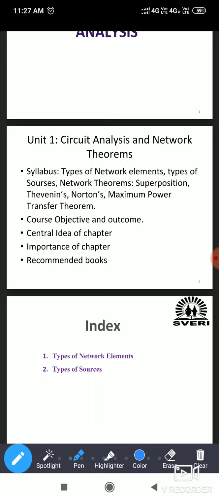Out of 4 theorems, they will ask a minimum of 2 theorems based on problems. From the exam point of view also, all these theorems are important. And in the GATE exam also, a minimum of 2 and a maximum of 3 marks of questions will come on the network theorems. So look at the importance of this point.